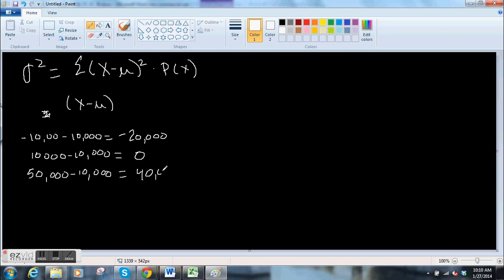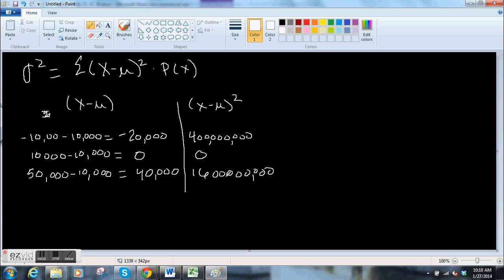Okay, so now let's find x minus the mean squared. Okay, we're going to have a lot of zeros. Be prepared for many zeros. So this is 4 followed by eight zeros. Okay, that's x minus the mean, that's 20,000 squared. Whew, 0 squared is 0. So now I'm taking this number, x minus the mean, and squaring it. So that's 16 followed by eight zeros. Again, with the zeros. So many zeros. Okay, that's 1.6 billion.